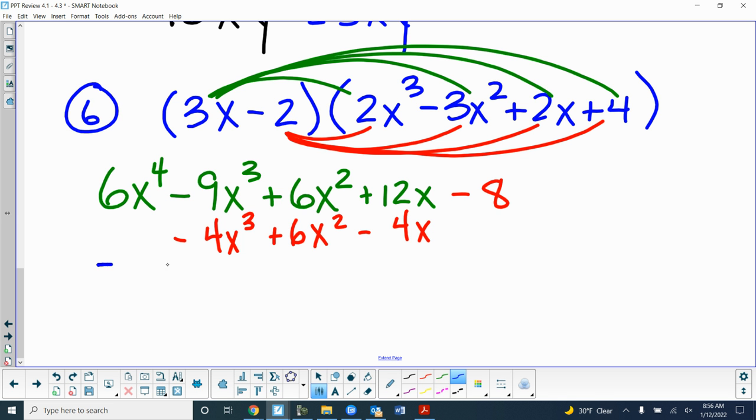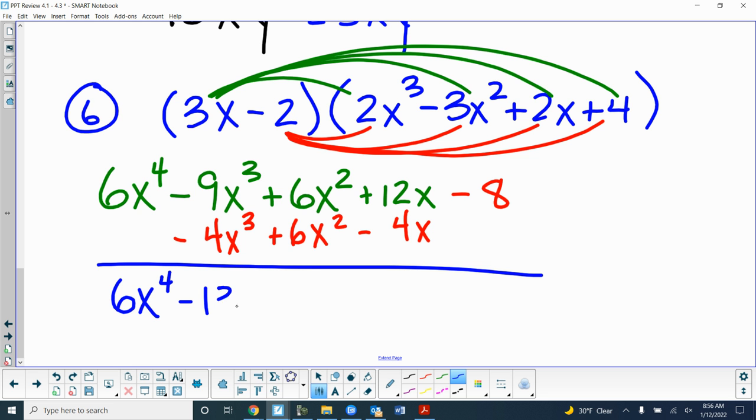So then our answer would be 6x to the 4th. And a negative 9 and a negative 4 is negative 13x cubed. And 6 plus 6, positive 12x squared. And 12 minus 4, positive 8x. Negative 8. Questions?